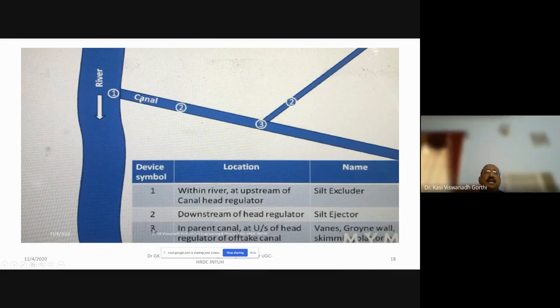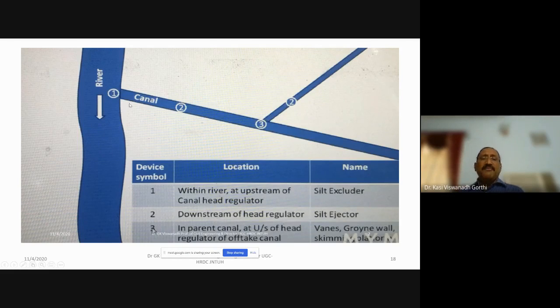Our aim is to see that the water which is entering into this canal should be free from the silt or sediment material. When this water is flowing along this canal, once again there may be another branch canal. This may be a main canal. So from the main canal, you may have a branch canal. So the water has to enter into the branch canal.